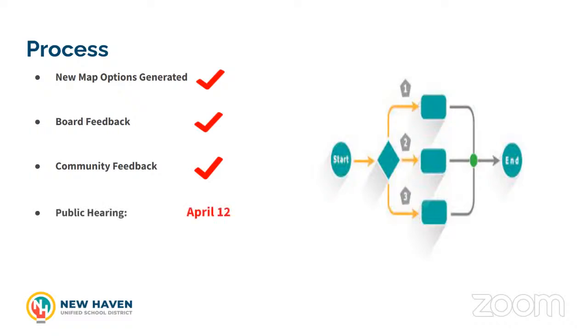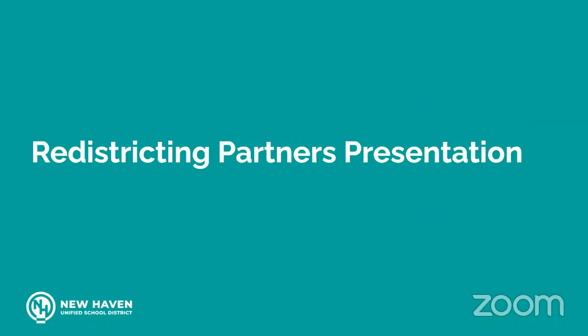Then on April 12th, we will hold a public hearing on the revisions, and if we need to make any revisions based on feedback from tonight, we will. The board will either approve the adjustments to these lot lines on either the 12th or the 19th. Okay, so now we'll get into what these changes look like.